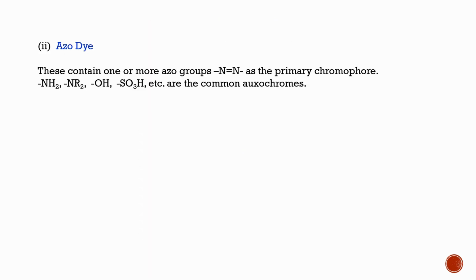The second one is the azo dye. These contain one or more azo groups. Azo groups are N double bond N groups, and these are the primary chromophores. And along with the chromophore, there are oxochromes, which are usually NH2, NR2, OH, SO3H, etc.